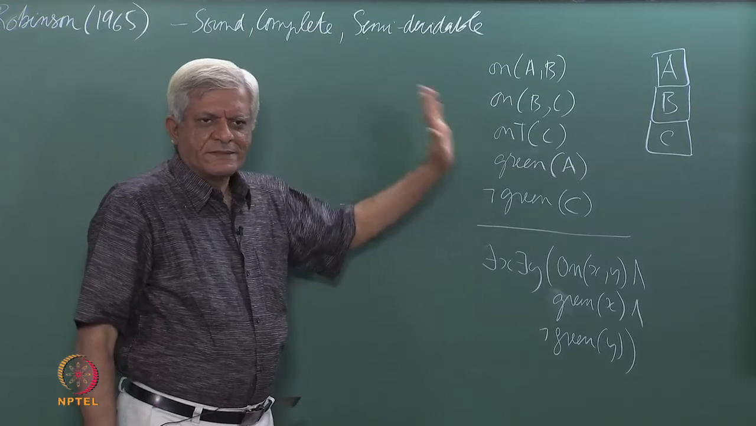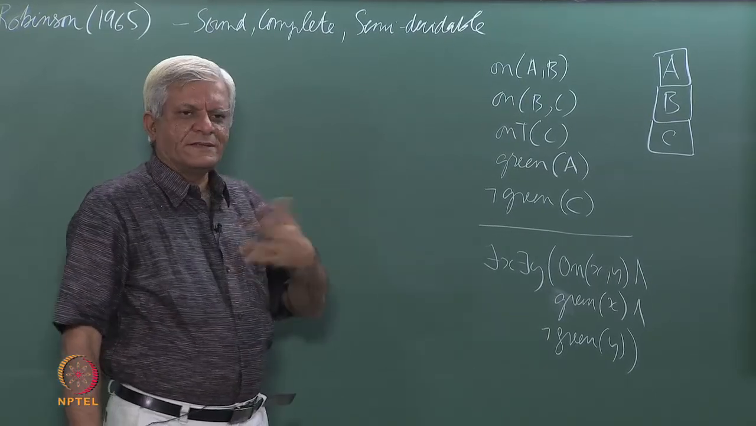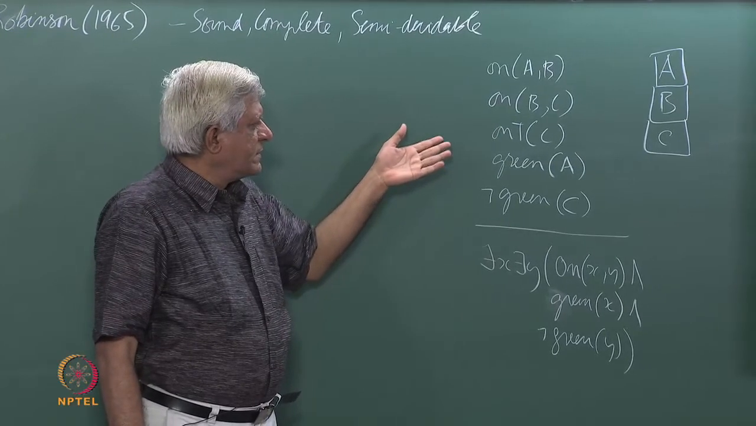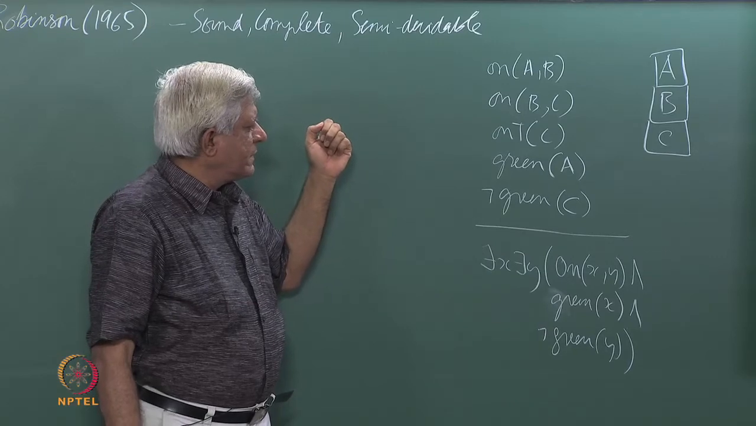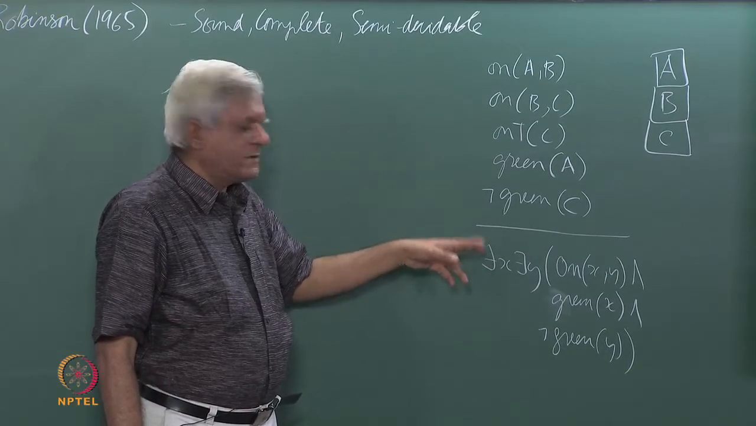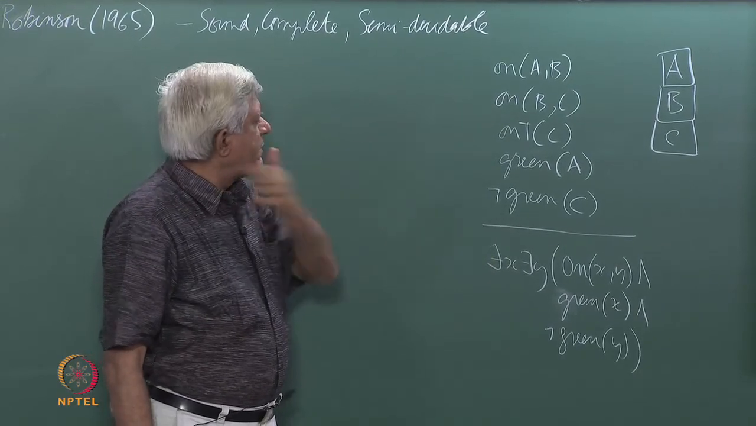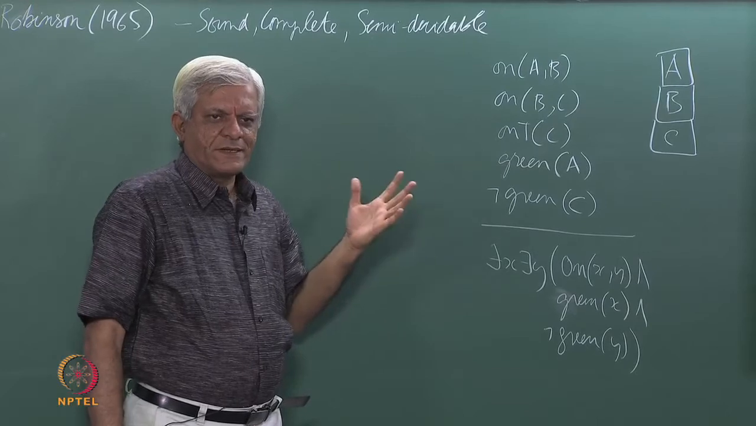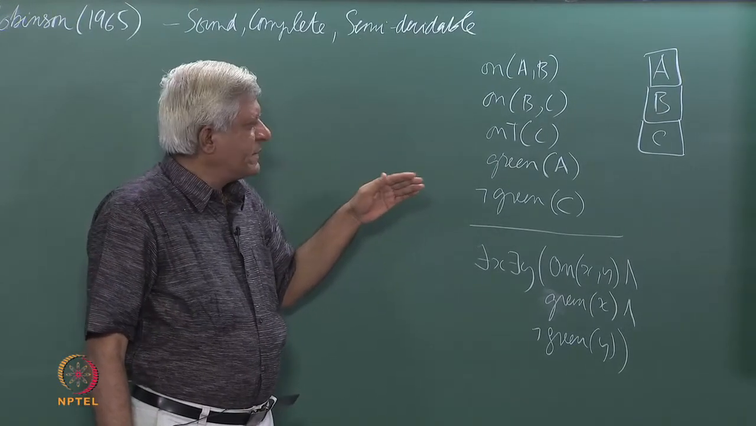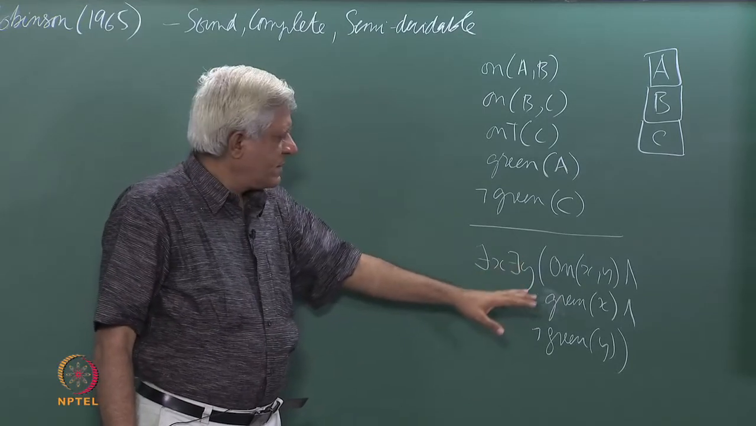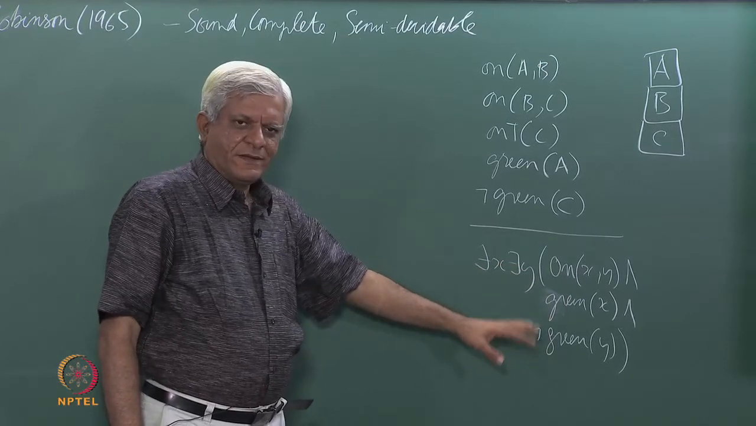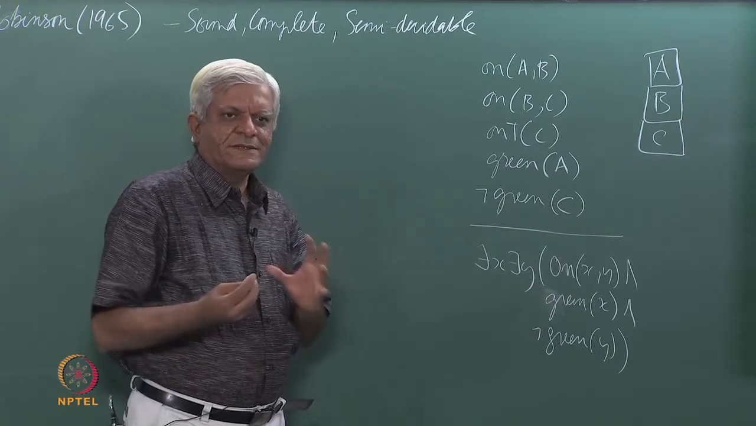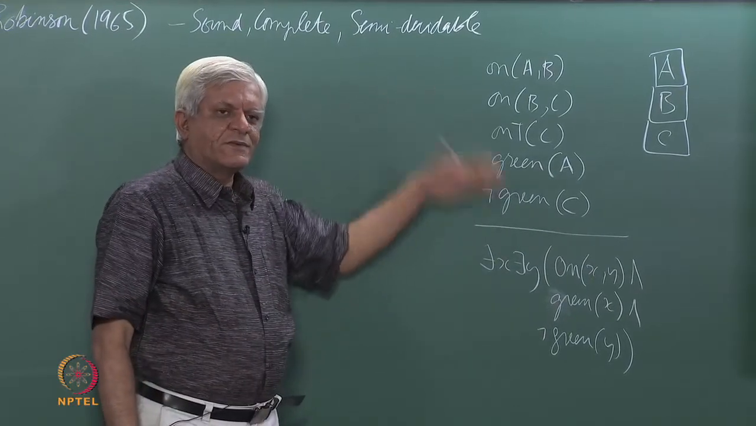So, you must of course convince yourself that this statement is true, and as human beings we might use one technique which is called proof by cases. We could take the case when X is A and Y is B, or look at B. There are two cases: either B is green or B is not green. If B is green, then X is equal to B and Y is equal to C, and B is on C and B is green and Y is not green. If B is not green, then you can say X equal to A and Y is equal to B, and A is green and B is not green. So, whether B is green or not, you can show that in either of the two cases this statement is true.